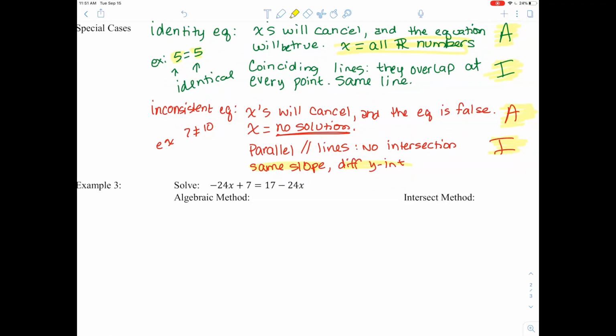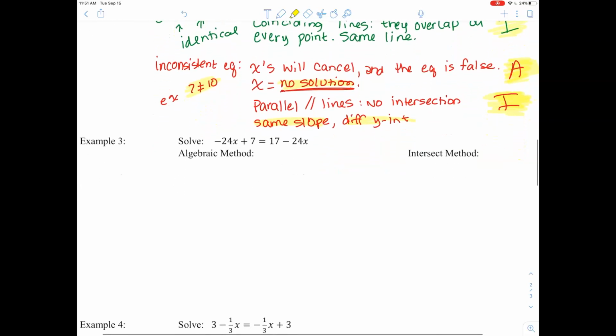Then the last type of equation is what we call the inconsistent equation. Algebraically, if you solve it, the x's cancel and the equation is false. Therefore, there is no solution. You'll get an answer like 7 equals 10. That's false, and there are no x's in it. When that's the case, no solution. With the intercept method, you'll graph parallel lines. They don't intersect, meaning they don't share an x. No solution. Same slope, different y-intercept.